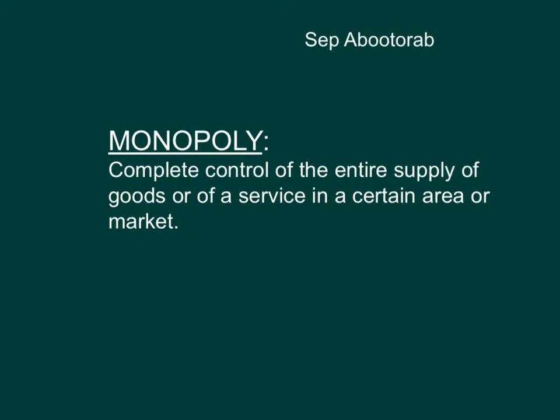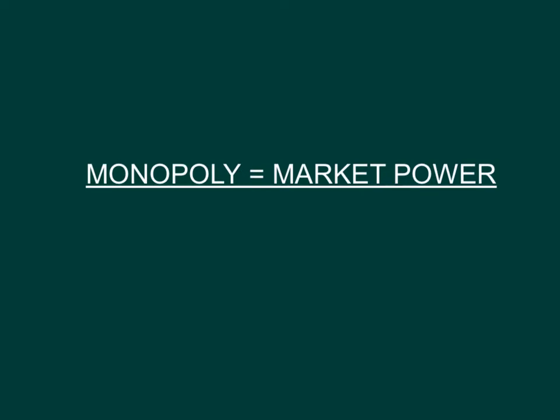So Merriam-Webster defines monopoly as a firm who has complete control of the entire supply of goods or of a service in a certain area or market. Now while that's a great definition of what a monopoly is, from a microeconomics perspective there's a much simpler way to define monopolies. A monopoly is a firm who has market power.